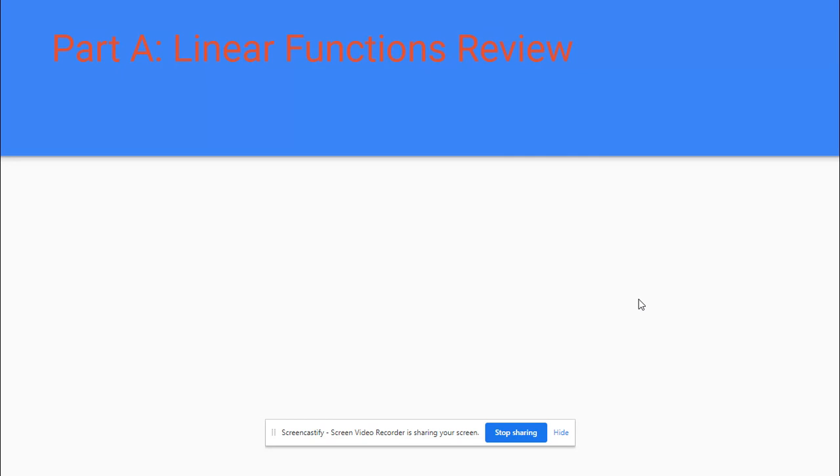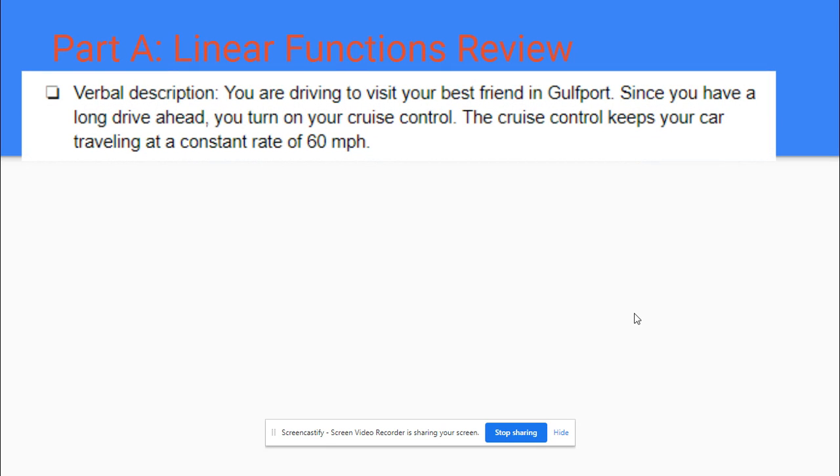At the very beginning of the year, our first function focus was linear functions. And a linear function, as mentioned on the previous slide, can be represented in a verbal description, such as: you are driving to visit your best friend in Gulfport. Since you have a long drive ahead, you turn on your cruise control. The cruise control keeps your car traveling at a constant rate of 60 miles per hour.